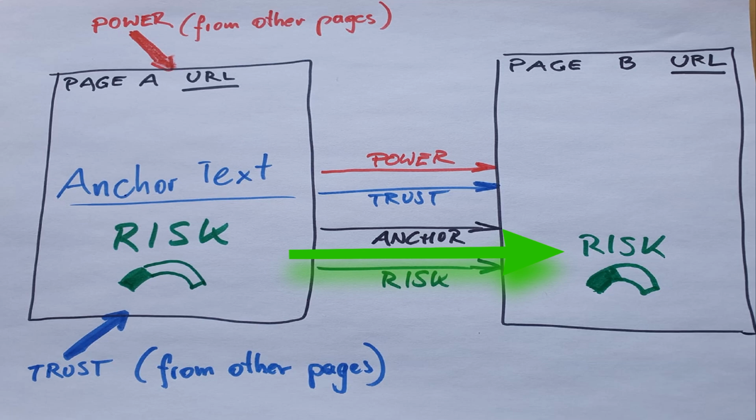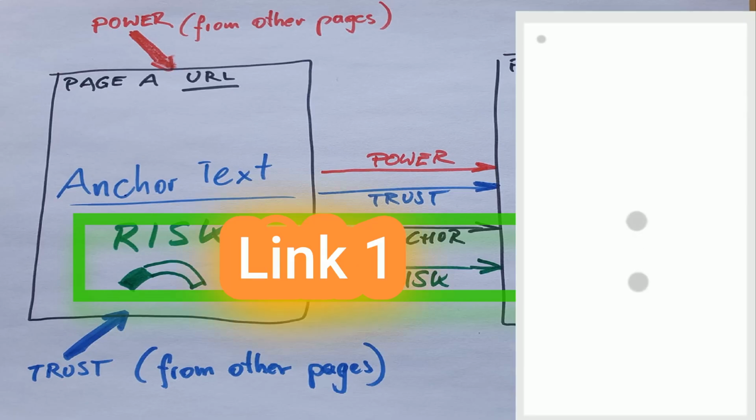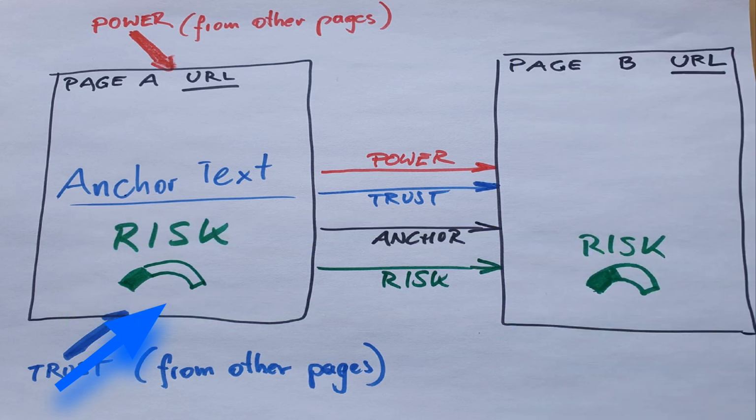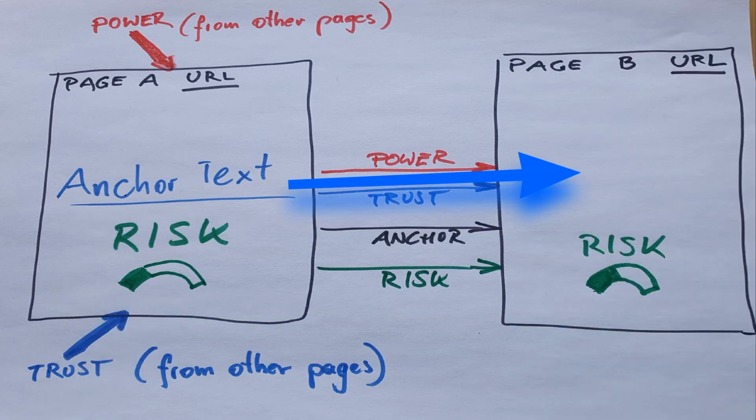Risk is only available in Link Research Tools. Detailed links are highlighted: link 1, link 2, etc. The Link Detox risk metric is calculated on a page level. Also, trust is being transferred from other pages. The more trusted pages link to a target page, the higher the trust.